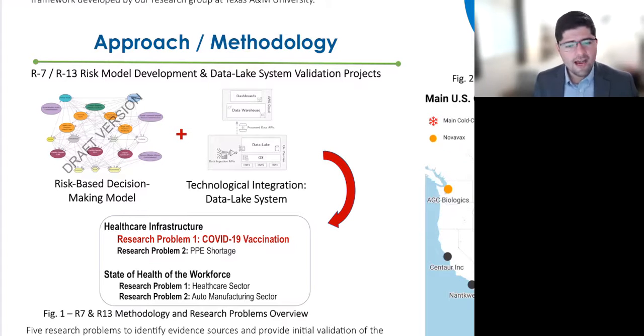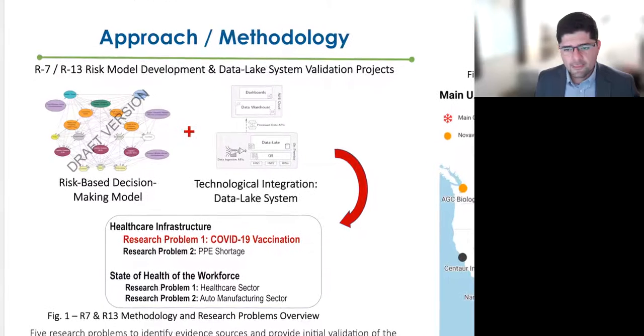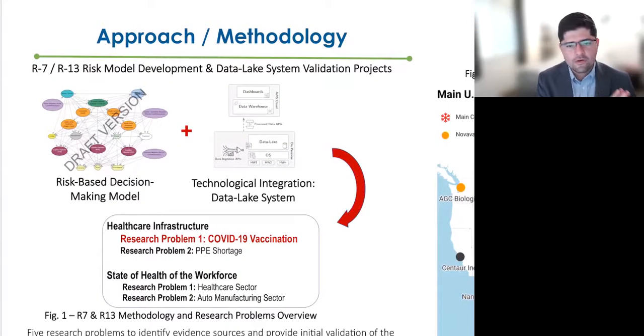One, which is called the R7 project, represented by the left-hand side of this figure, is tasked with developing a qualitative Bayesian network following a common risk framework that aims to capture the central cause and effect relationships, the dynamics and interactions of a system. And in this case, the system is the international and domestic supply chain.